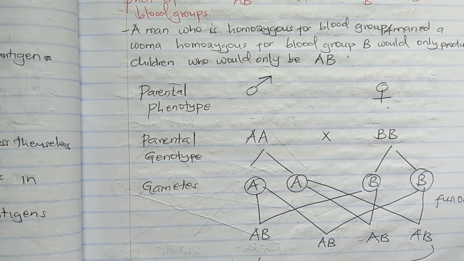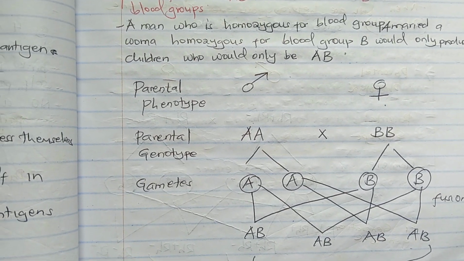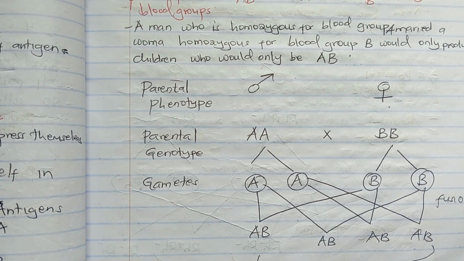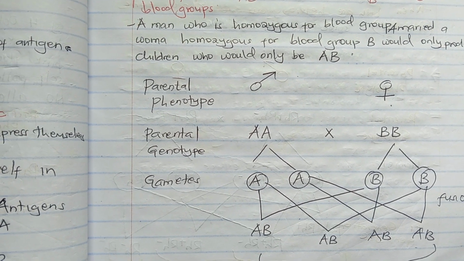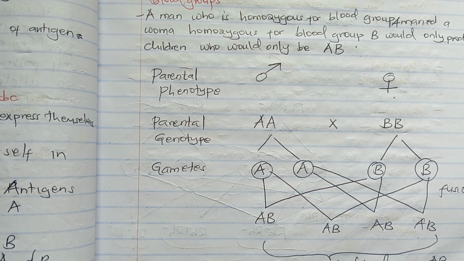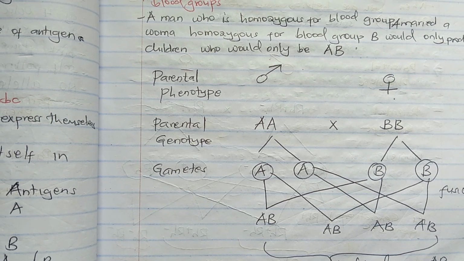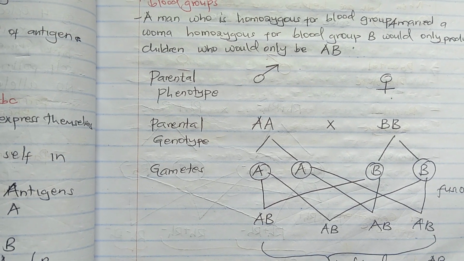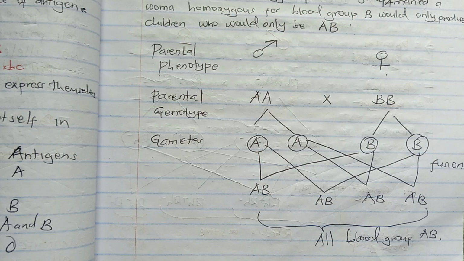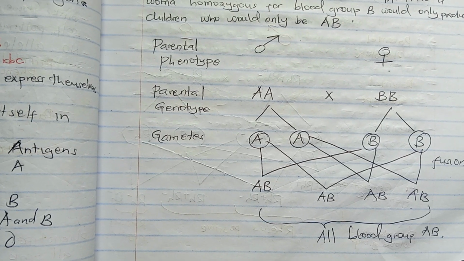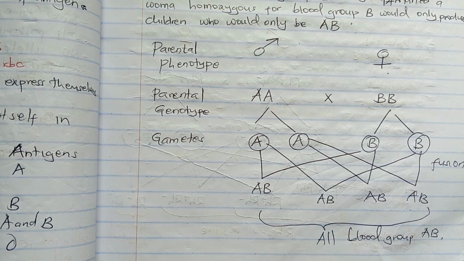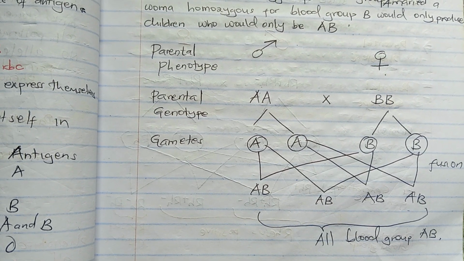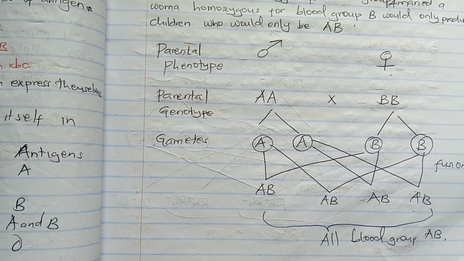If a man is homozygous for blood group A and marries a woman who is homozygous for blood group B, they would only produce children with AB. The phenotypes are male and female, with parental genotypes AA and BB. When you separate the gametes and cross them, A will be with B, giving AB, AB, AB, and AB. So all of them will have blood group AB.